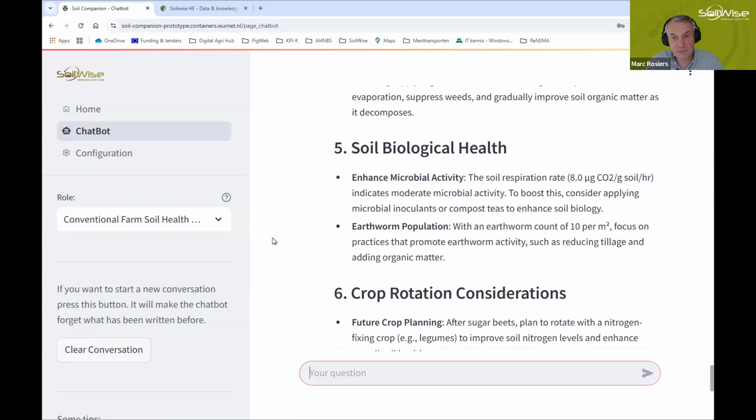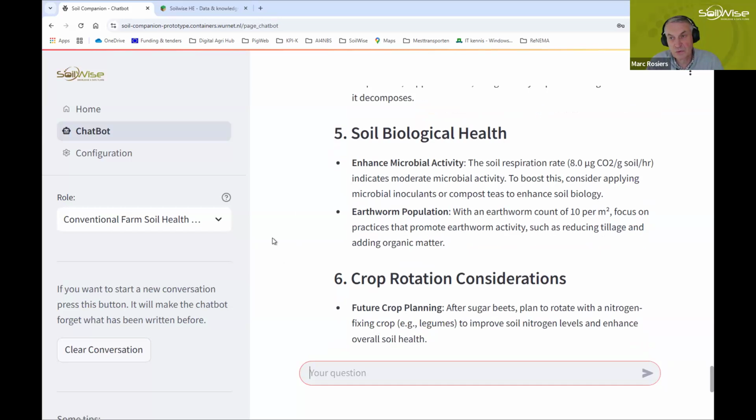Yes, thank you very much, Rob. So we saw 2 applications of the SoilWise repository. The first one is the catalog, where you can find all types of data. It can be research papers, but also just data on different soil types and so on. And then the second one is a chatbot application on soil health aspects. So I do not know if there are questions from the audience.